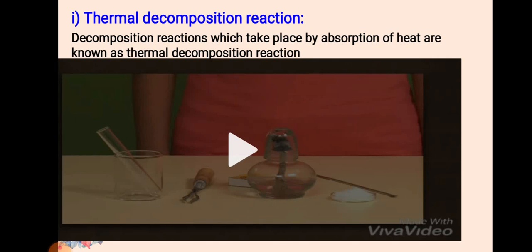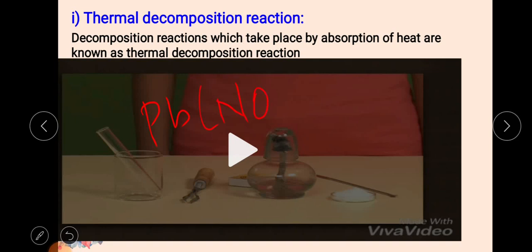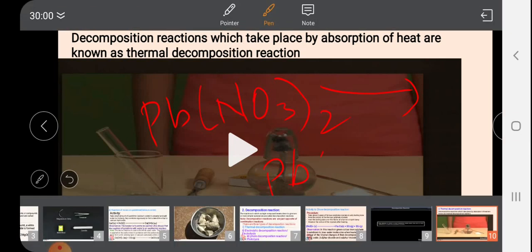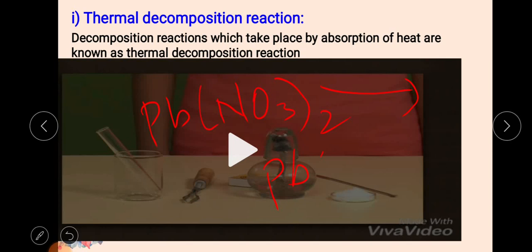See here, we are going to heat the crystals of lead nitrate. What is the formula of lead nitrate? Pb(NO3)2. So this Pb(NO3)2 decomposes to lead oxide, PbO, plus nitrogen dioxide plus oxygen, which we will get as products.